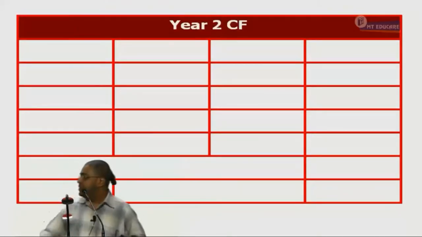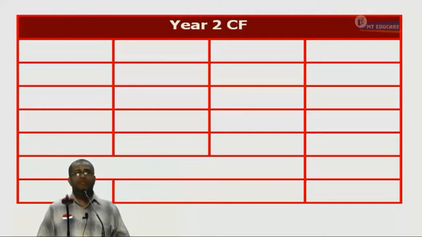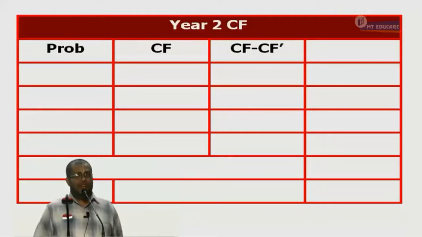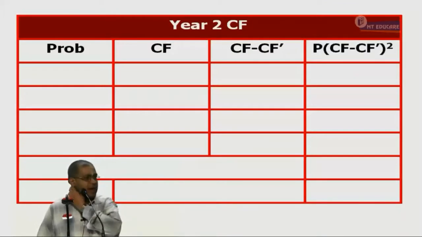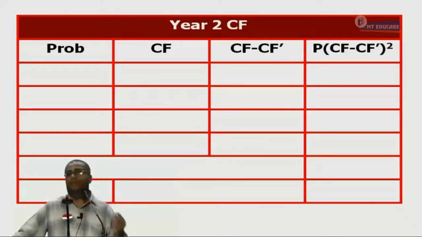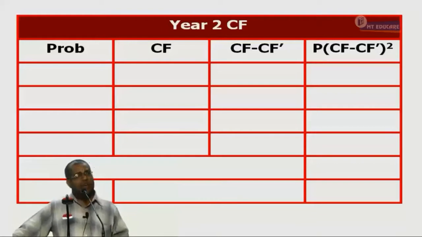Year 2 cash flow. Same way, understood it. Probability, cash flow minus cash flow bar. Probability into cash flow minus cash flow bar the whole square. Probability, cash flow minus average cash flow, probability into cash flow minus average cash flow the whole square.